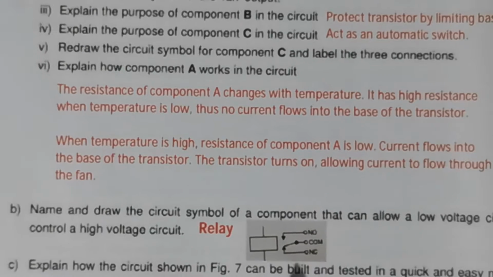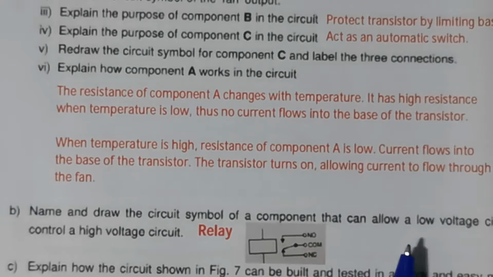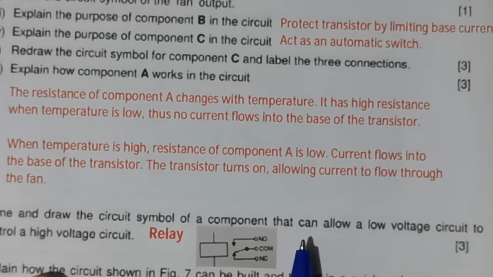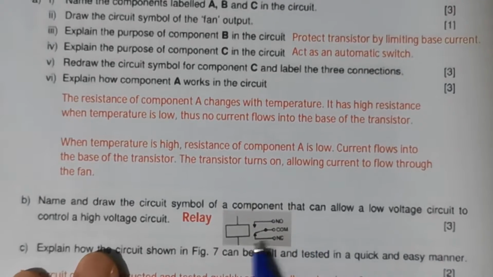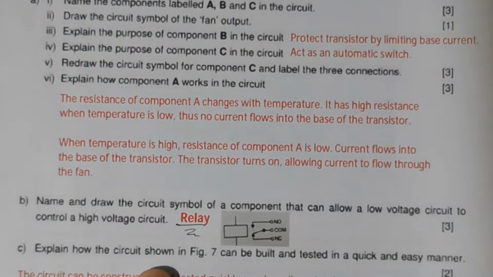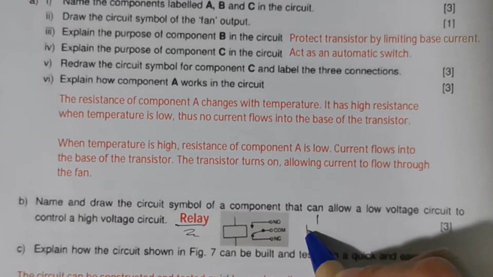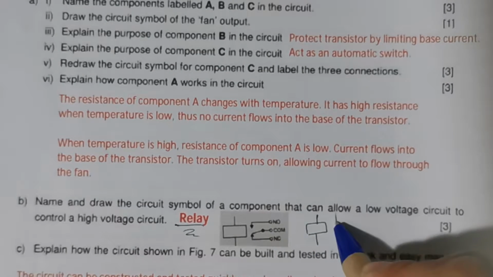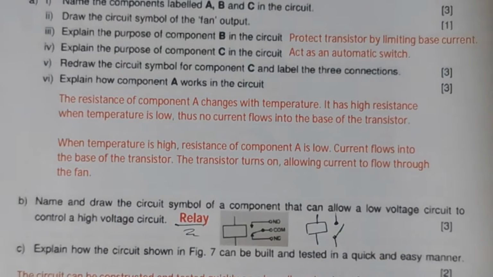Okay, next. Name and draw the circuit symbol or component that can allow a low voltage circuit to control a high voltage circuit. This one must be a relay, right? It is a relay. This is the symbol of a relay. Sometimes you will see people drawing the symbol of a relay in this manner.